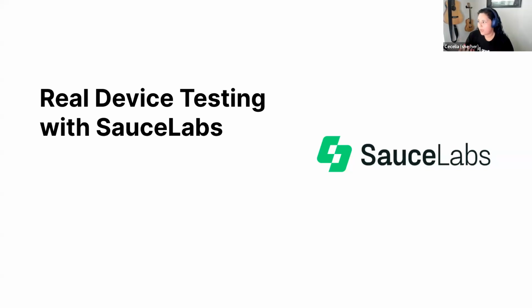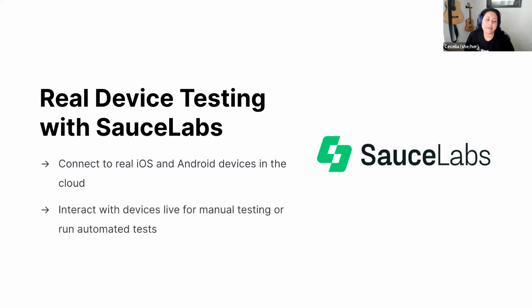Sauce Labs is just one of the options that you have for real device farms. AWS also has a device farm. There's BrowserStack. We're using Sauce Labs today as an example because it allows you to connect to real iOS and Android devices in the cloud. You can either interact with devices live for manual testing, or you can also run automated tests against real devices. It also allows you to see those test results, videos, and logs of those real device interactions.